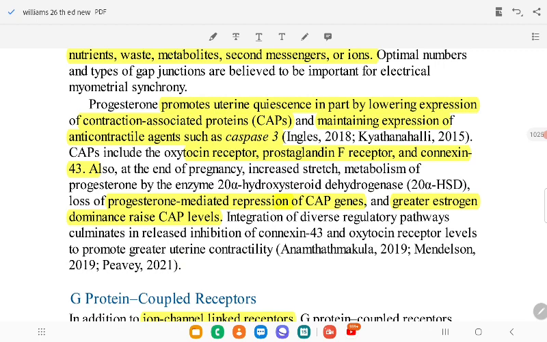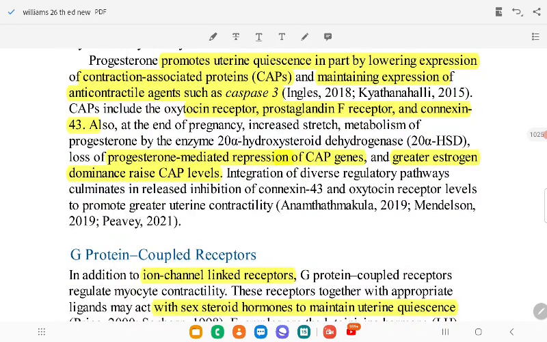What are the contraction-associated proteins? One group is the receptors. What are these receptors? Oxytocin receptor, prostaglandin F receptor, and connexin 43. Okay. Also, at the end of pregnancy, there is increased stretch or metabolism of progesterone by the enzyme 20 hydroxysteroid dehydrogenase.